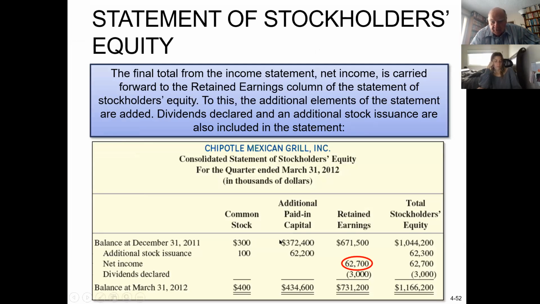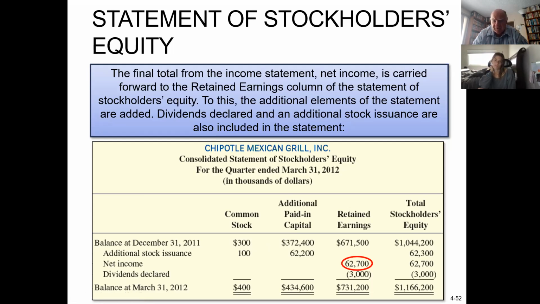Common stock, additional paid-in capital, retained earnings. Common stock is just the outstanding shares times the par value. Additional paid-in capital is the amount of cash the company received for its stock issue in excess of the par value. So when Chipotle issued stock to the public over the years, the total par value of the shares was $300. So it had a very tiny par value. And the public said, well, it's worth a lot more than that. We'll give you this amount, plus 300.